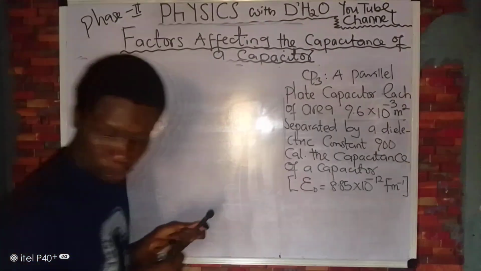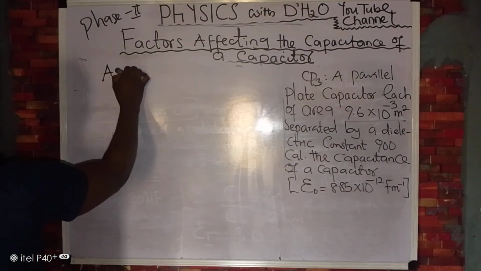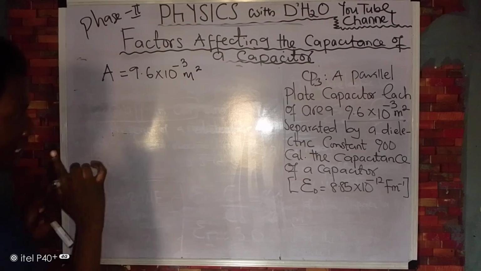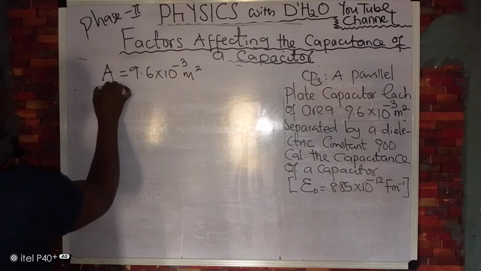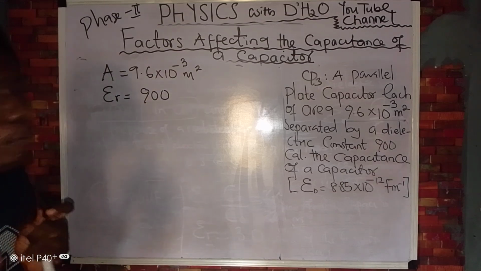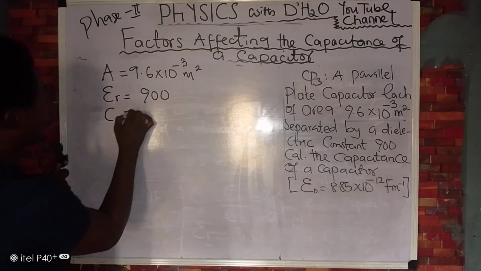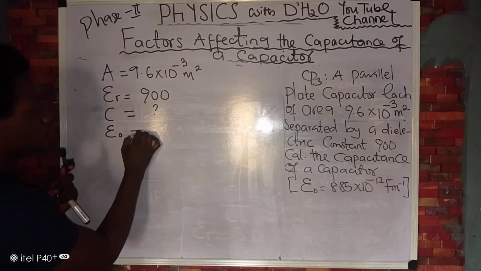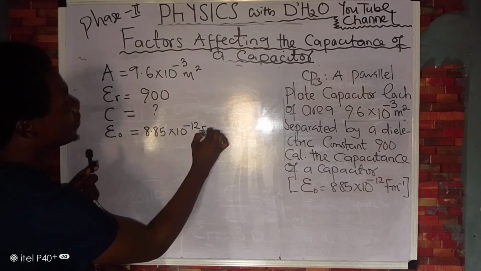Of area. Okay, let's do that quickly. The area of the capacitor is 9.6 times 10 raised to the power of minus 3 meter squared. That's the area, separated by a dielectric constant, which is relative permittivity. Don't forget that it does not have any unit because it is defined by the ratio of the same quantity. Calculate the capacitance of the capacitor, if the permittivity of free space is 8.85 times 10 raised to the power of minus 12 farad per meter.